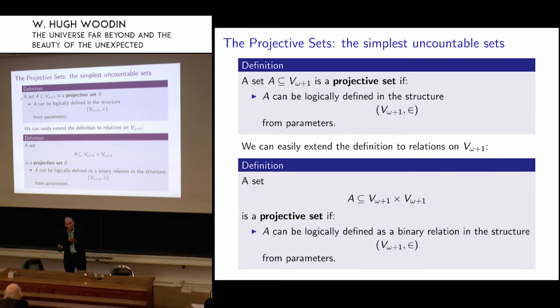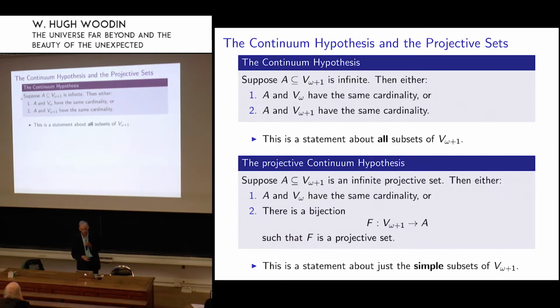So now we have a simple notion of subset of V omega plus 1, and we have a simple notion of function. So now we can localize the continuum problem. So first of all, let's recast the continuum hypothesis. It would talk about sets of reals, but it didn't have to. And this is the most natural formulation of the continuum hypothesis.